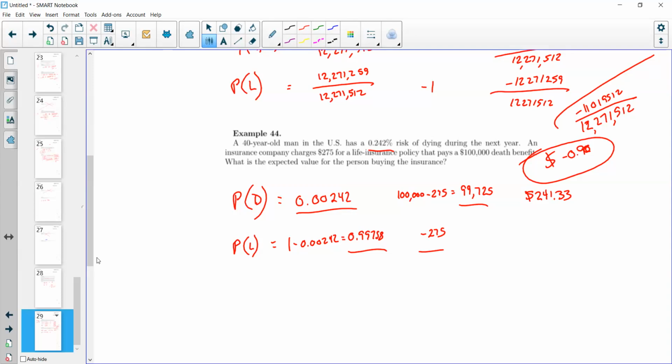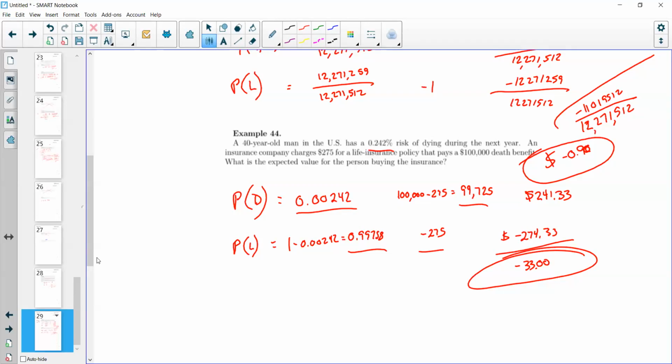Then I have 0.99758 times 275. That means you're going to be out $274.33. So, on average, the person buying this insurance is going to be out $33.